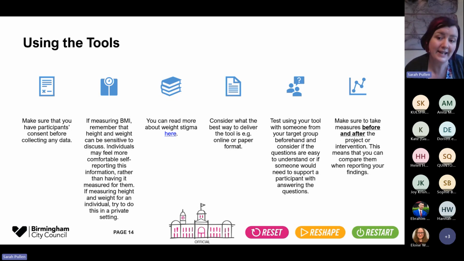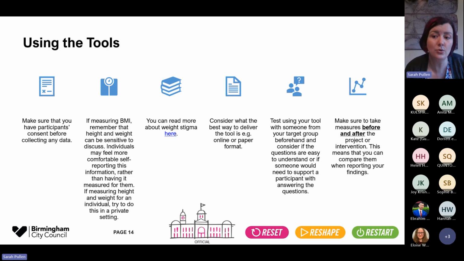So this comes to the next point, which is to test your tool with someone from your target group beforehand. Consider whether the questions are easy to understand, and whether someone might need some additional support with completing it, and whether you can provide support for people on your intervention with answering the questions.